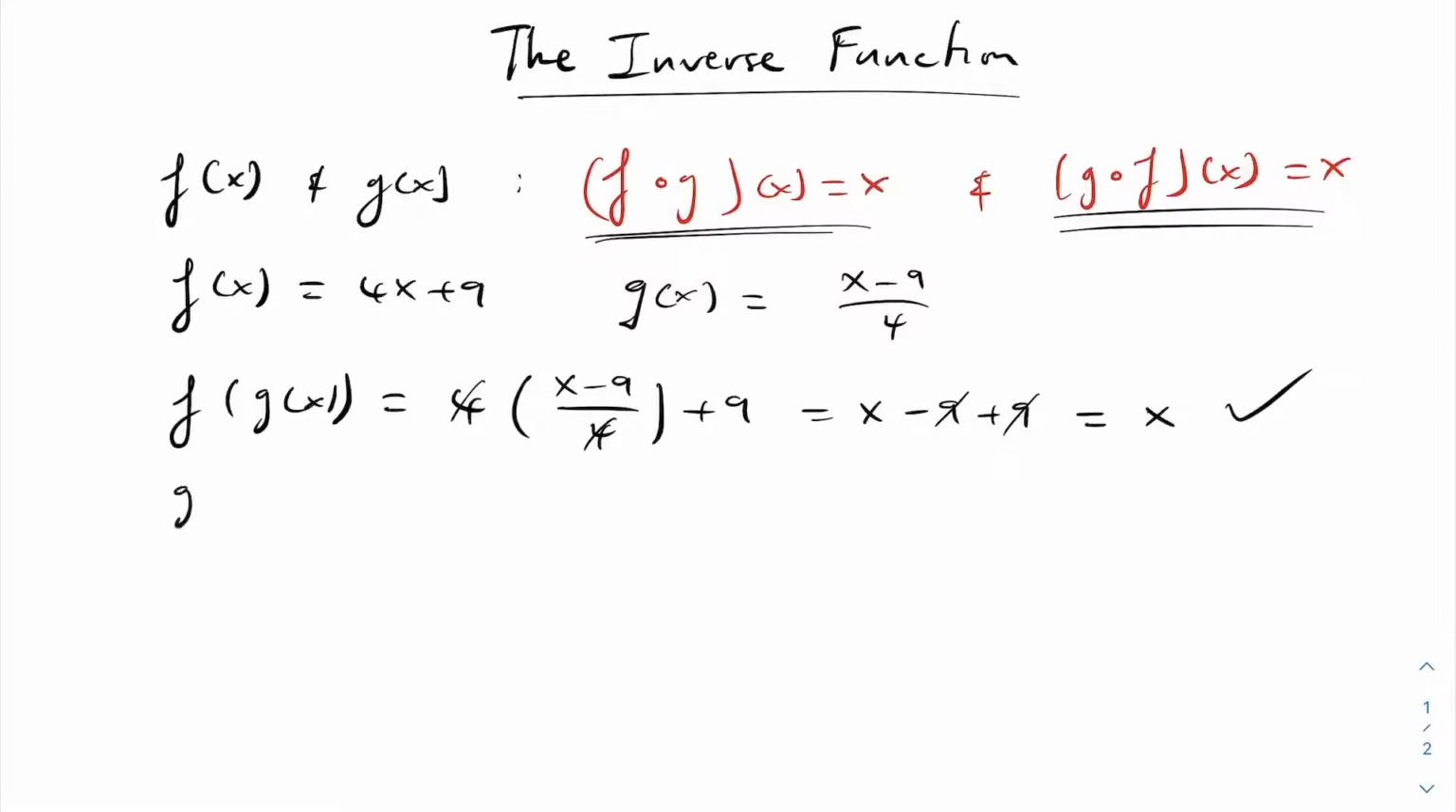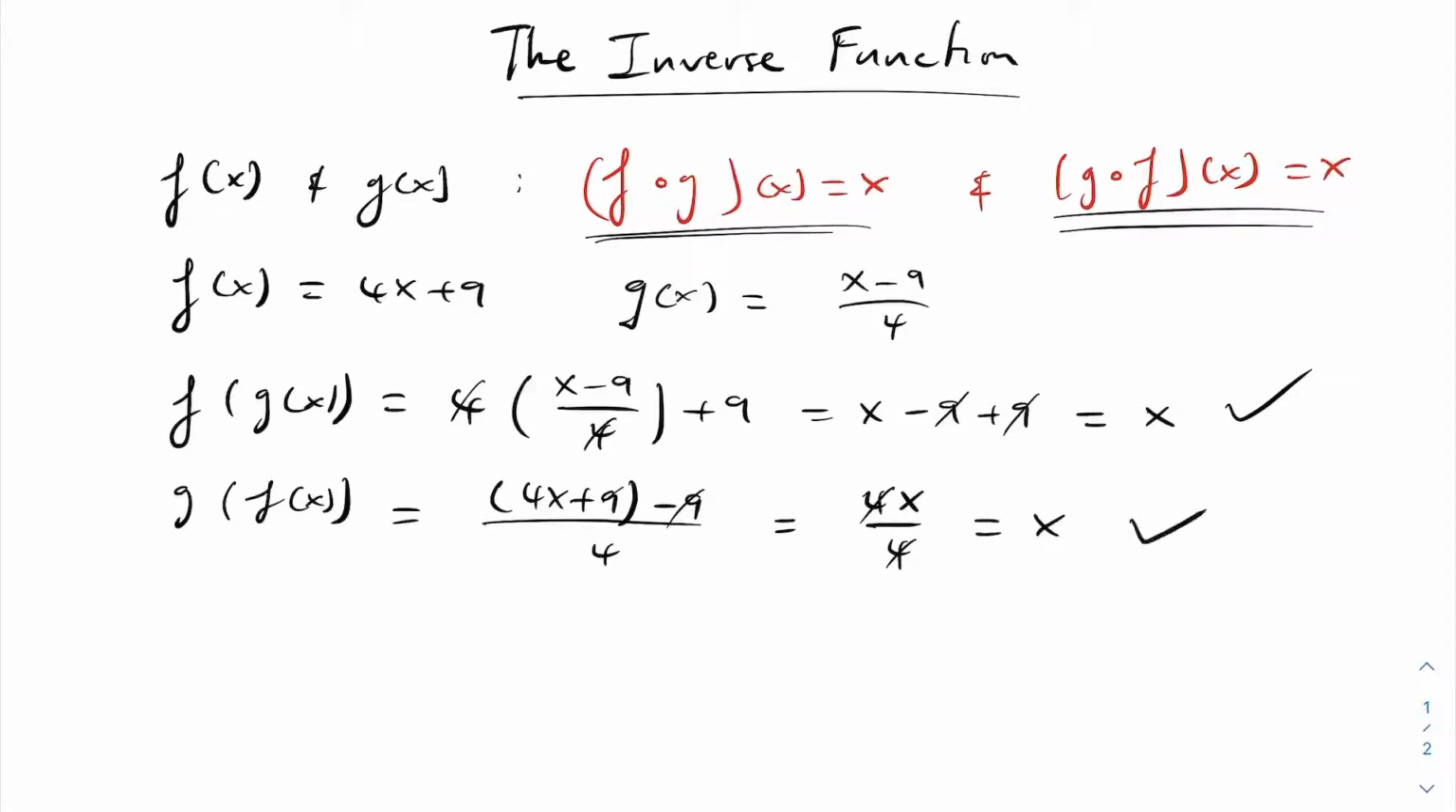So let's check out g of f of x. That's going to give us (4x plus 9) minus 9, divided by 4. Because remember, f goes in wherever you see x in the g function. And so that will give us, if you cancel 9 and 9, 4x over 4, and then canceling 4 and 4 would give us x. And so because f of g of x is equal to x, and g of f of x is equal to x as well, f and g are in fact inverses of each other.